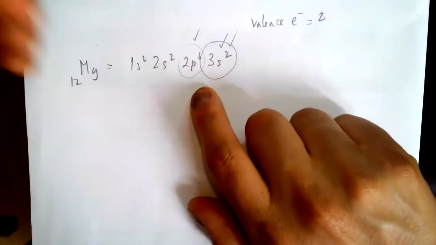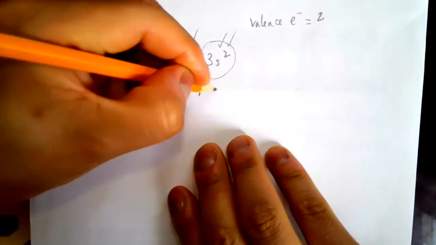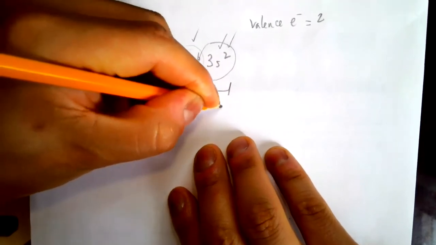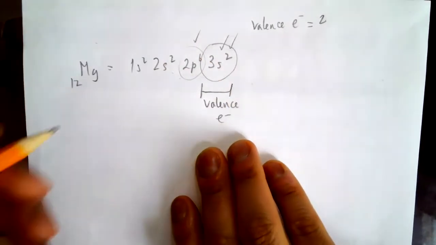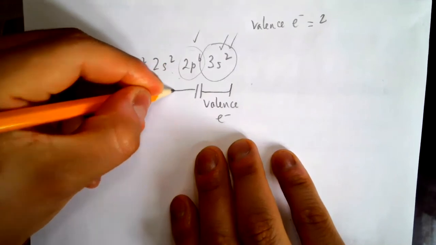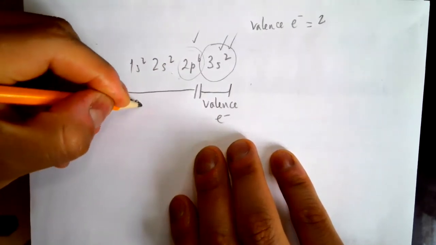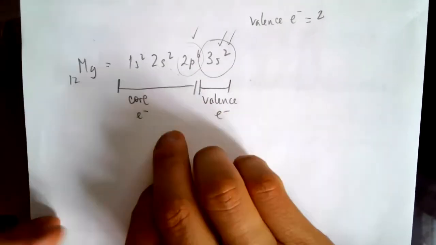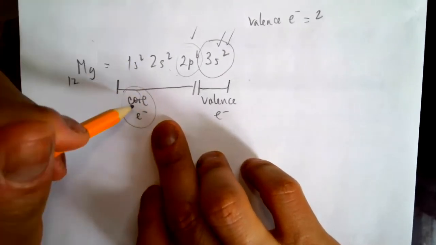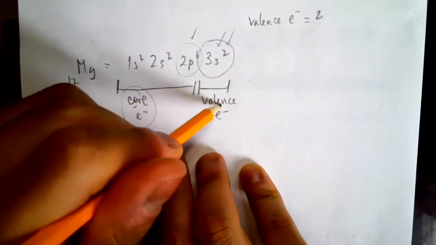We say that these ones are called the valence electrons. What are the names of these guys? These ones are called the core electrons. Removing core electrons is way more difficult than removing valence electrons.